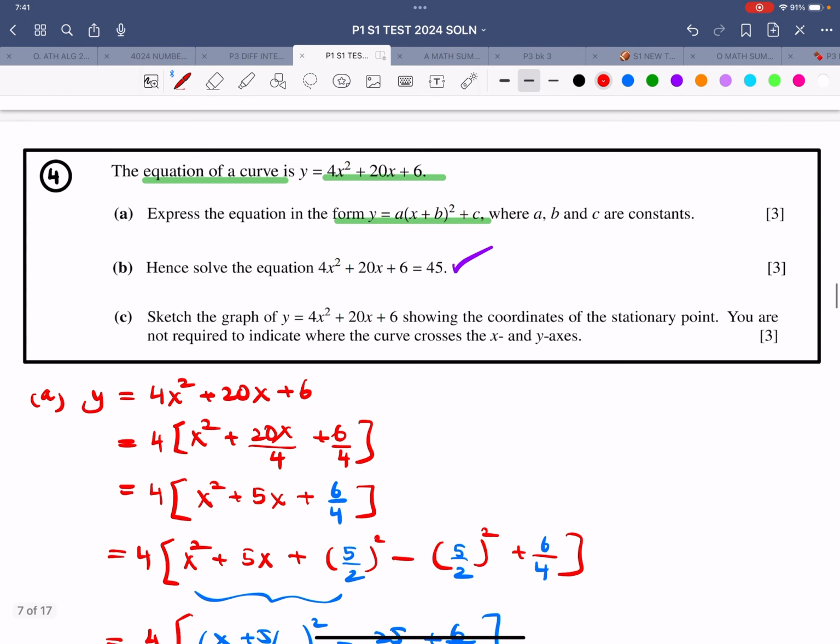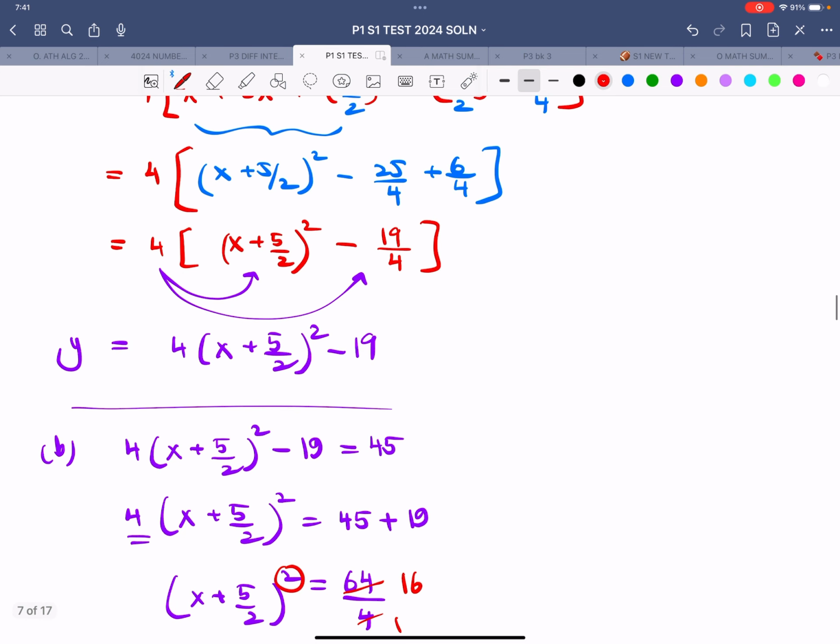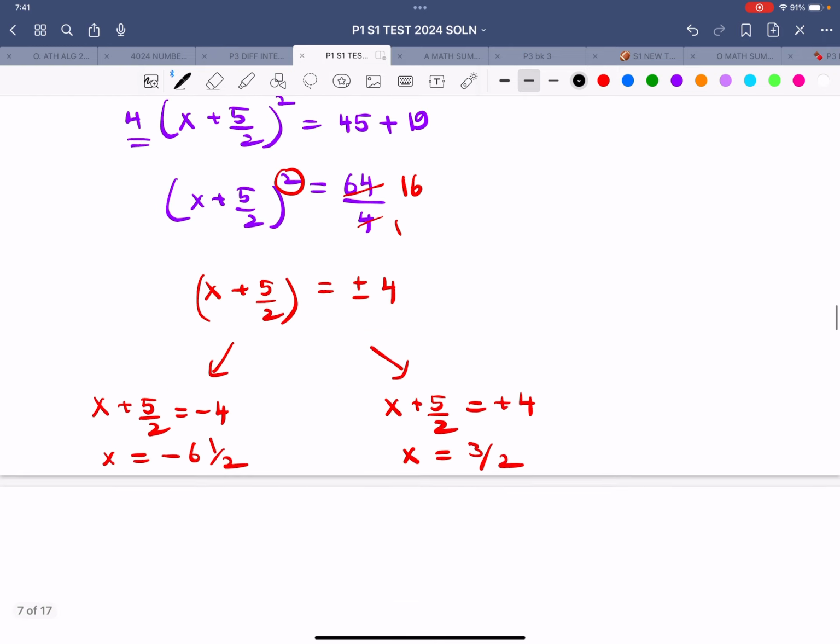Now, what is the last part? The last part is this. Sketch the graph showing the coordinates of the stationary point. You are not required to indicate where the curve crosses the x-axis and the y-axis. Now, I need this thing and I need the gold standard. So what is the gold standard that I'm talking about? Let me write it out.